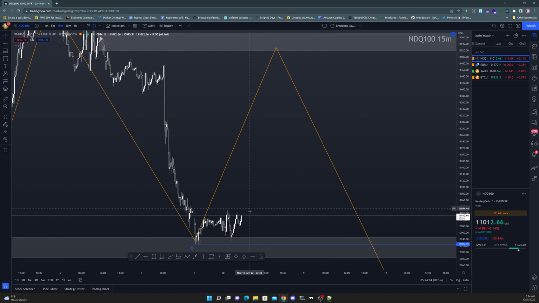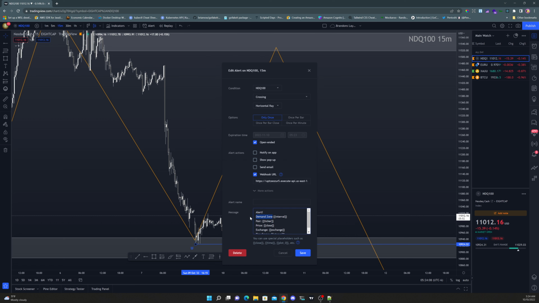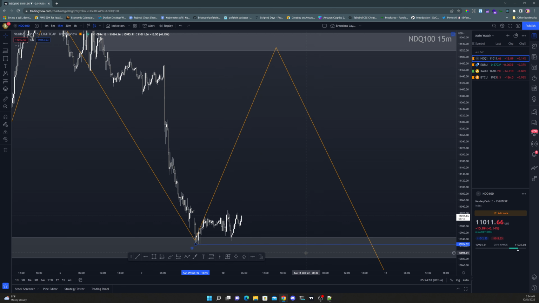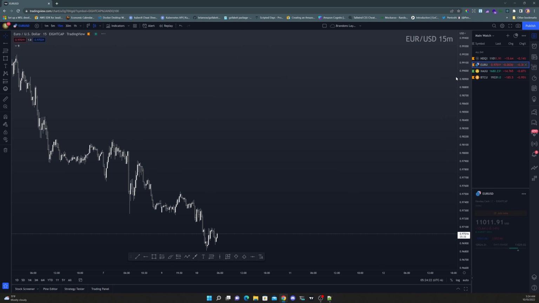So we'll go ahead and put, actually I put demand zone, but I actually meant to put BOS. And we'll put Wyckoff, question mark. Okay, great. So we got the NASDAQ down. Let's go ahead and look at the euro.